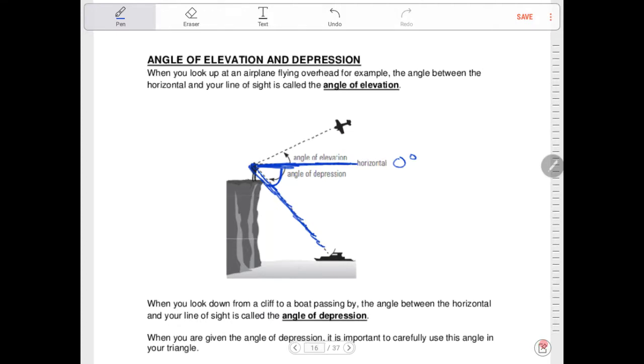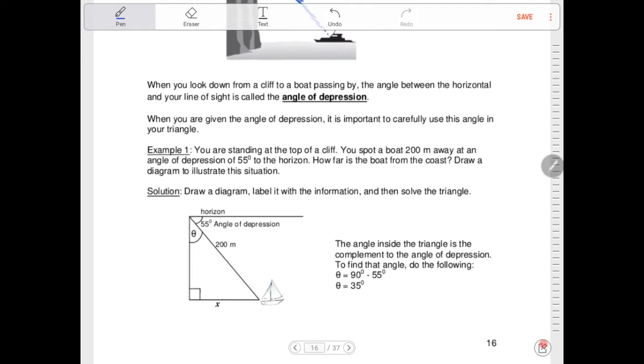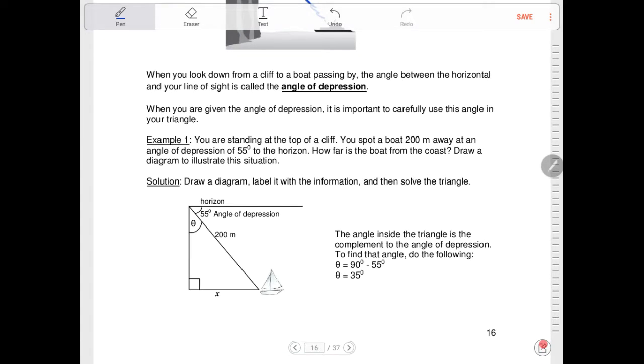Maybe I'll just go to that example first. I'll just go to that example and I'll explain it to you, okay? So here we go. I'm reading example 1. There's just a special trick when you have angle of depression. So we'll read this together.